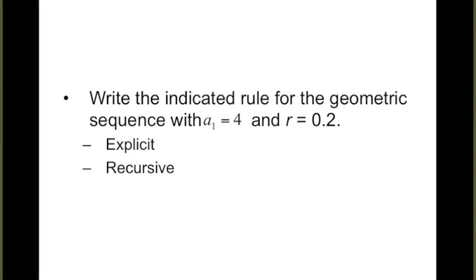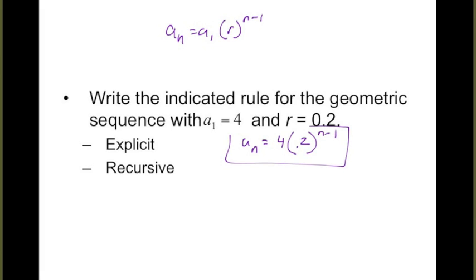One more like this. Again, we have our formula for our explicit rule. We can plug in what we know. We know we start at 4, and we know our r is 0.2. So that's our explicit rule that allows us to find any term of the series or sequence.